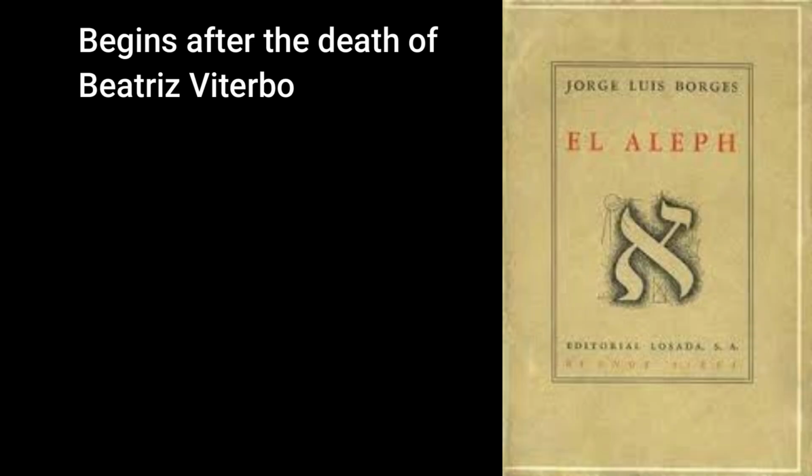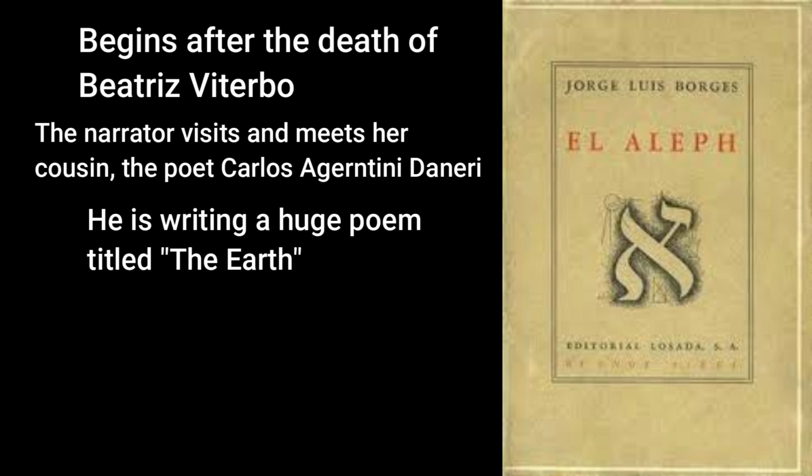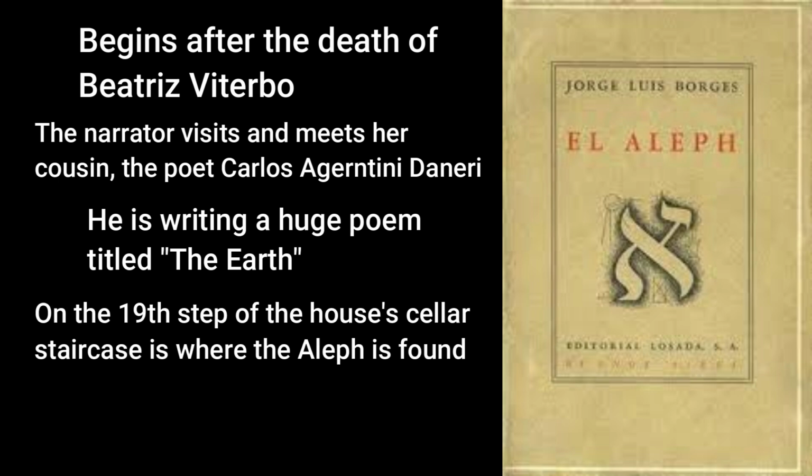The Aleph follows the death of the narrator's beloved Beatrice Viterbo. The narrator of the story, possibly fictionalized Borges himself, visits the family home, and he meets her eccentric cousin, the poet Carlos Argentino Daneri. This poet is not exactly successful, but he's attempting to write this sprawling poem called The Earth. On the 19th step of the cellar staircase of their home is where you find the Aleph.